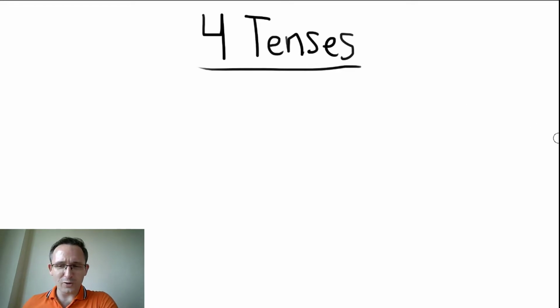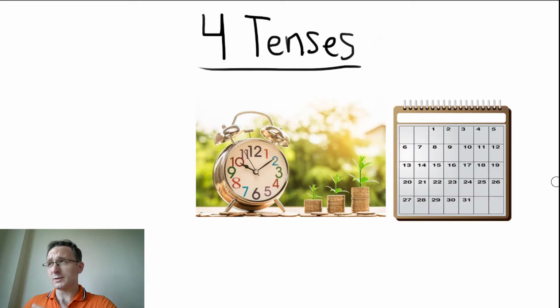So today, our topic of the day is going to be 4 tenses. And you might be wondering, what is a tense? A tense is related to time: tomorrow, yesterday, next week, January, March, 2 o'clock, 1 o'clock. You have here a clock and a calendar. Tense is just about time, that's all.